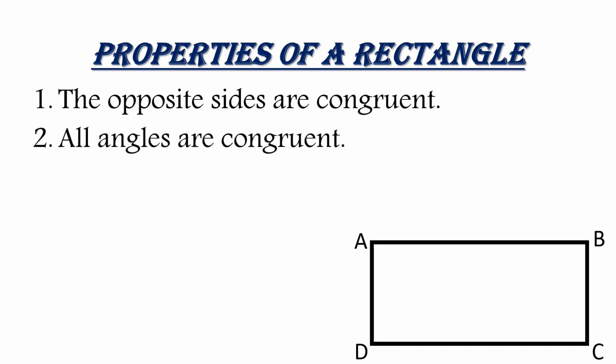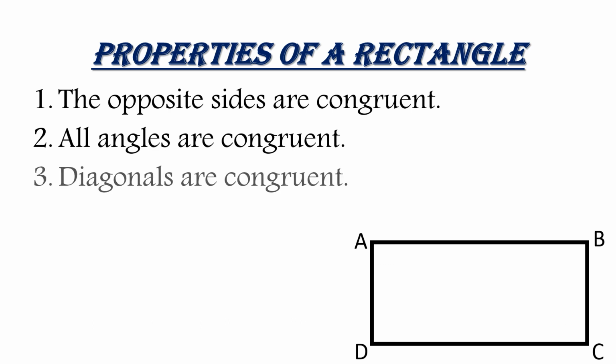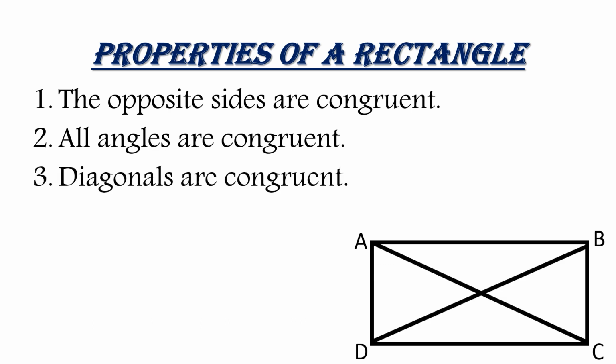All angles are congruent. Here angle A, angle B, angle C and angle D have same measures. Hence they are congruent. Diagonals are congruent. Here diagonal AC and diagonal BD are congruent.